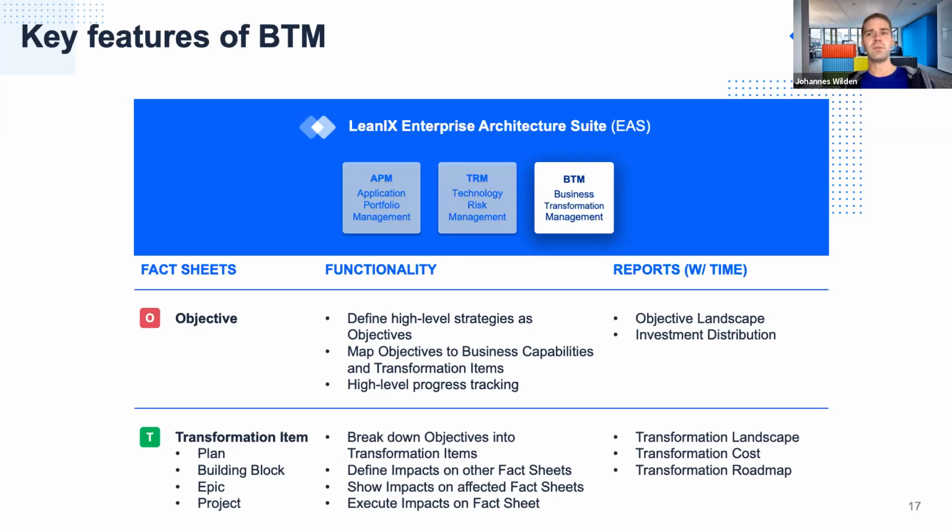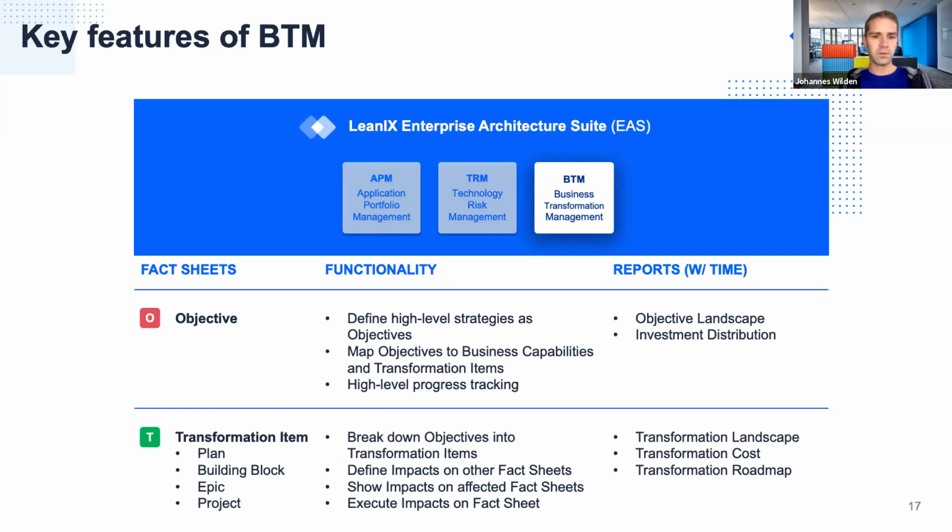And the related reports here are the transformation landscape that helps me to understand what my initiatives are, the transformation cost to understand what I am investing into certain transformation items, and the transformation roadmap that helps me to put all the transformation items that I have onto a timeline and understand the sequence of all of those transformations.